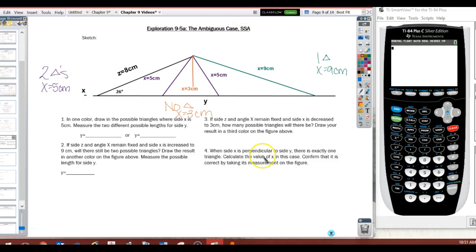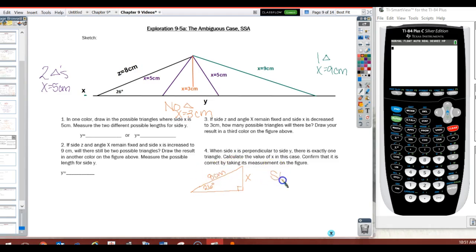One thing that you could do is figure out, well, what would the shortest side possible be? And so the way that you would get this smallest length is by just drawing it straight down. And so you could think of this as a right triangle. So we could figure out what the smallest value of X would need to be if this was a 26-degree angle and then this was 8 centimeters.